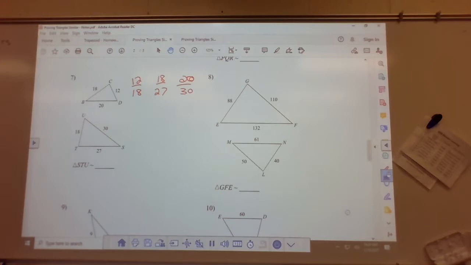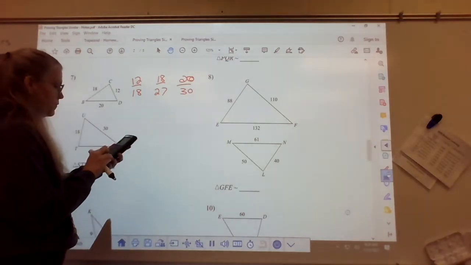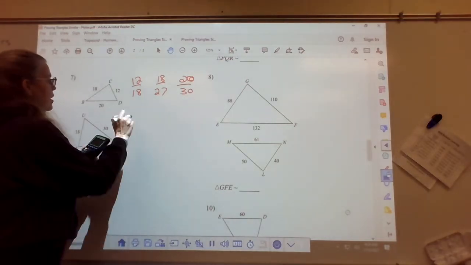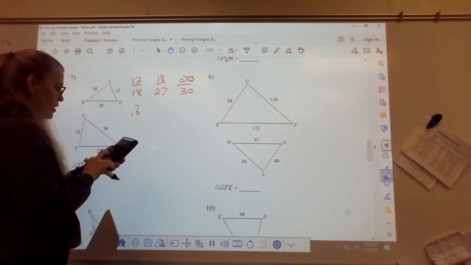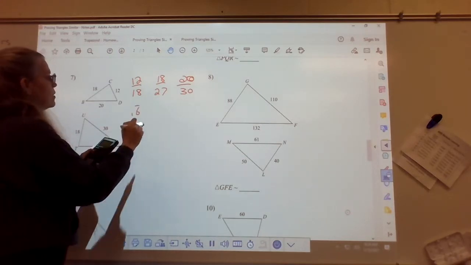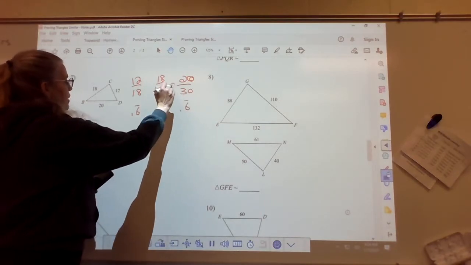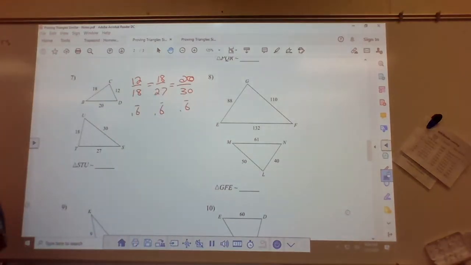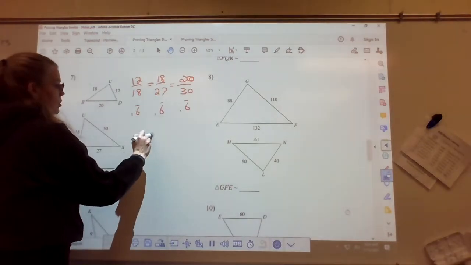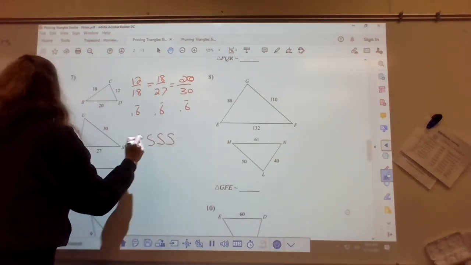When I go to divide those, 12 divided by 18, I get 0.6 repeating. 18 divided by 27, 0.6 repeating. 20 divided by 30, 0.6 repeating. So yes, they're all the same. So this is another one that works. So I'm using side, side, side.